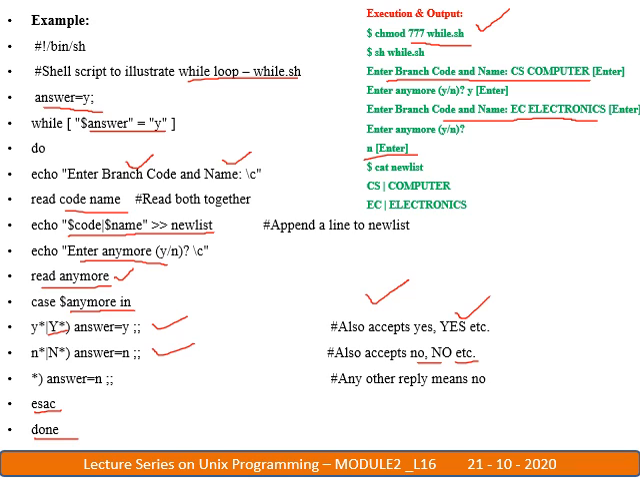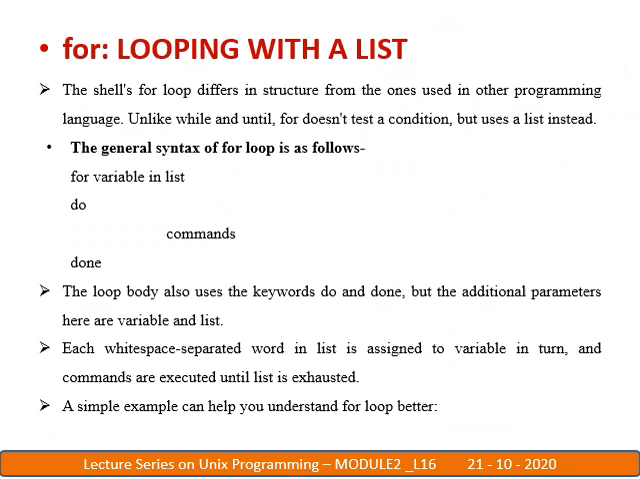So after that, instead of displaying, all this code and name will be redirected, or stored, under the new list file. If I want to display that new list file, this is the content of the new list. So this is how the while loop is used in shell programming. Next, one more looping statement is the for loop.